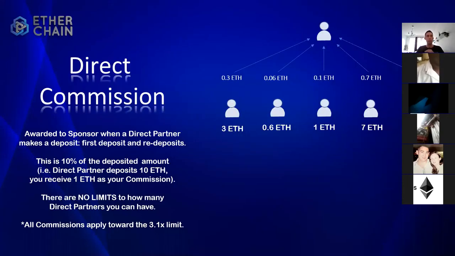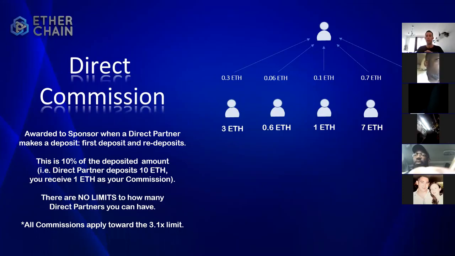Now, the direct commission is awarded to a sponsor when the direct partner makes a deposit. It goes for the first deposit and any future redeposits that might happen. It is 10% of the deposited amount. So let's say your partner deposits 10 Ethereum, you will receive 1 Ethereum instantly as your commission. And there are no limits to how many partners you can have. This is a uni-level structure, meaning that you can have unlimited partners on your front line. Now, keep in mind that all commissions apply towards the 3.1 limit.